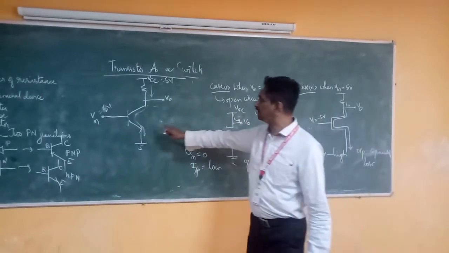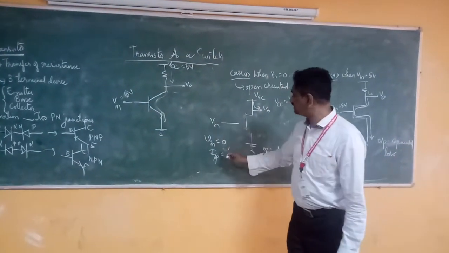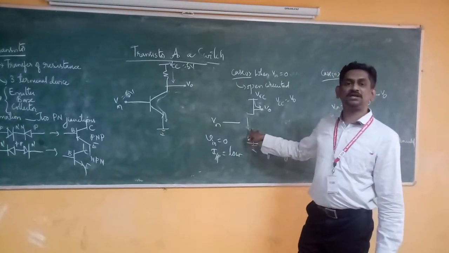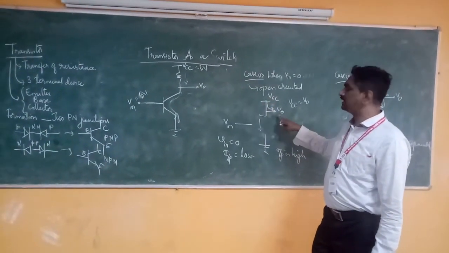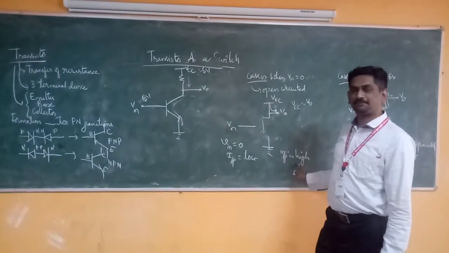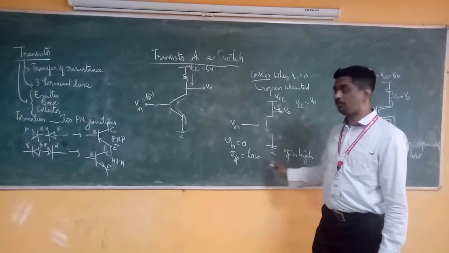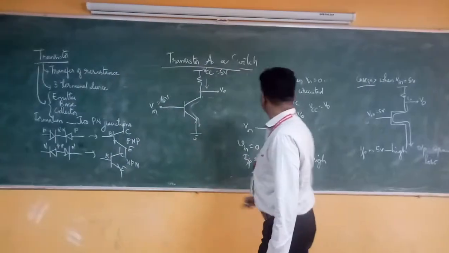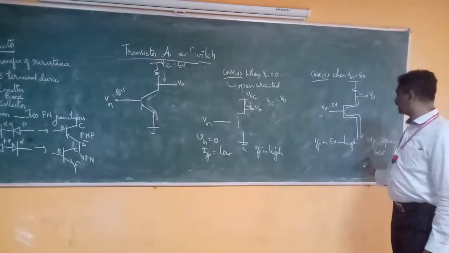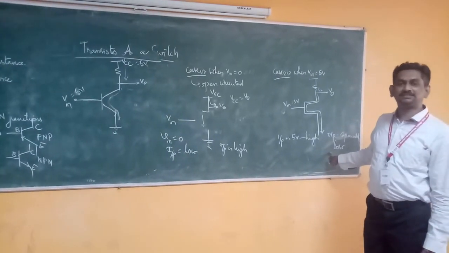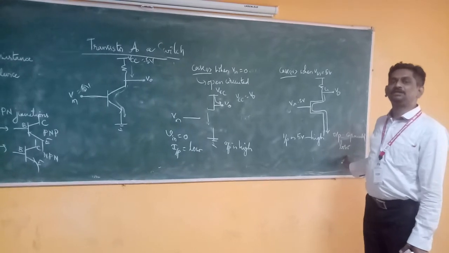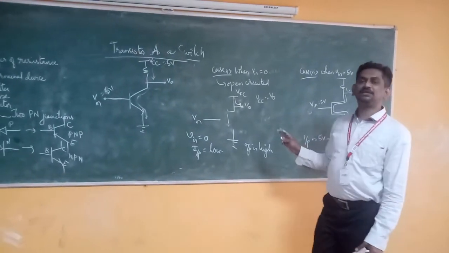Here what is happening? Firstly we have seen when Vin equals 0, it is open circuited and the current is going like this, meaning high, 0, high, low, high. And when the input is 5 volts, it is short circuited, and hence I can say when it is high here, this is low. So here we have seen two things.